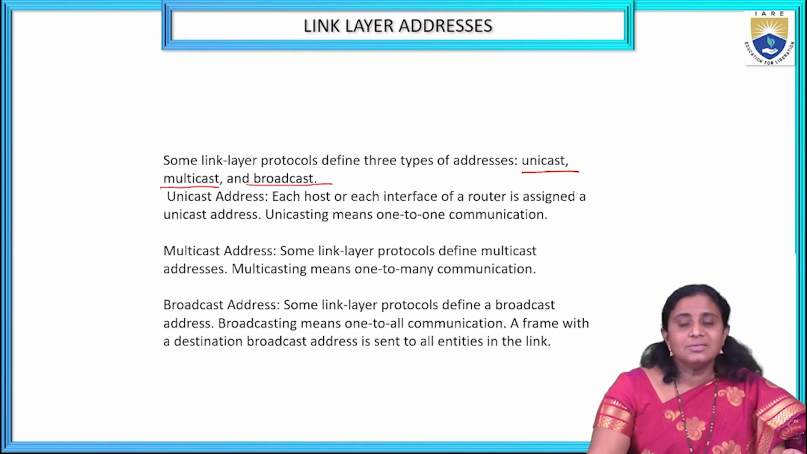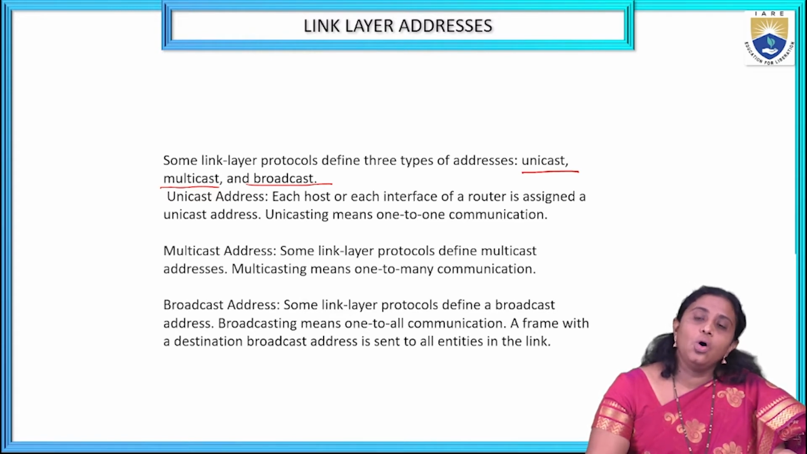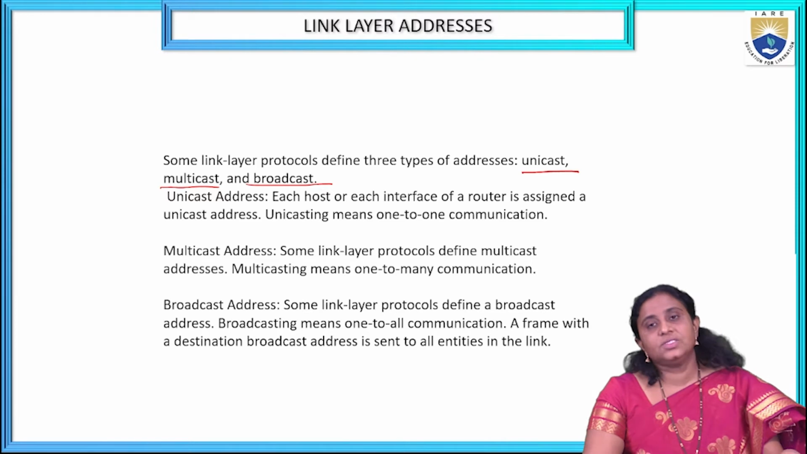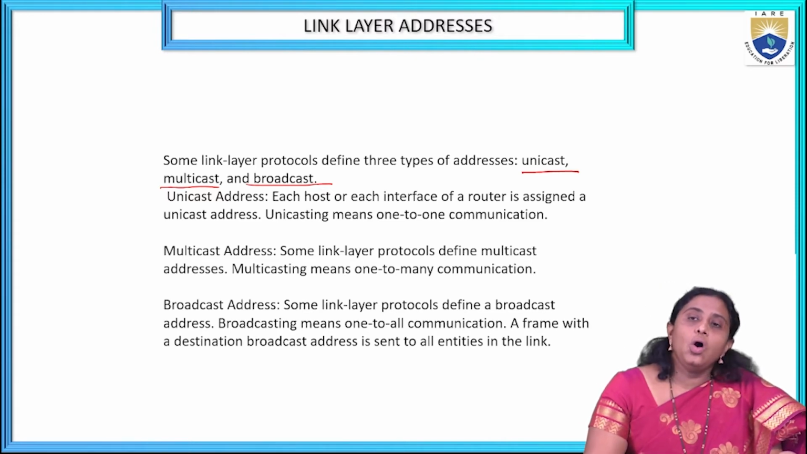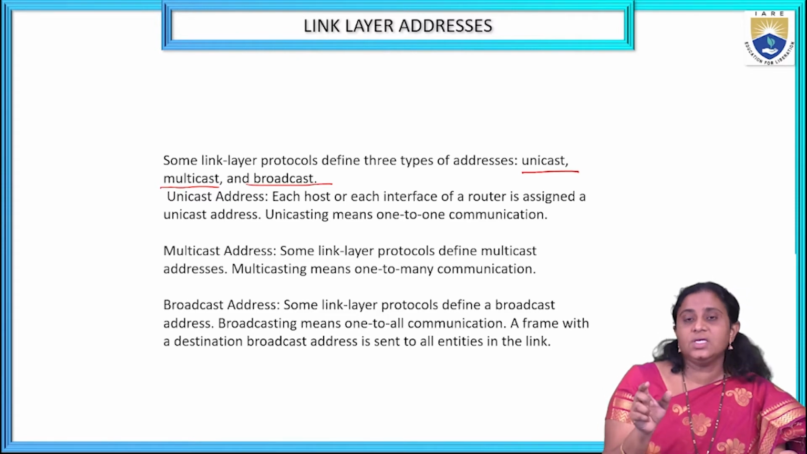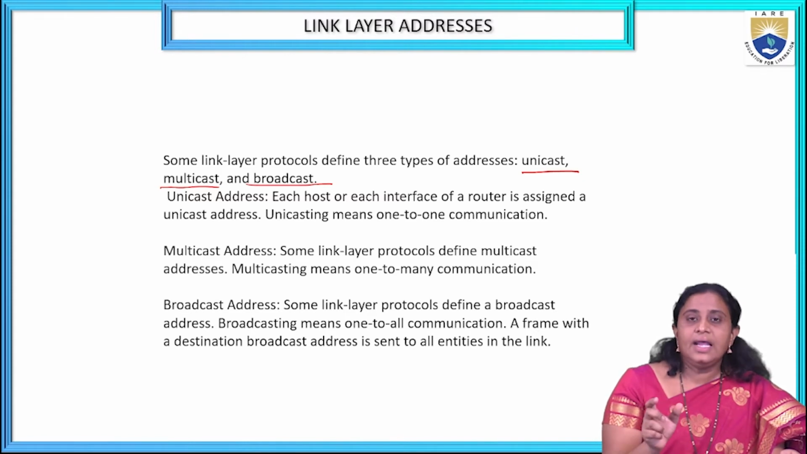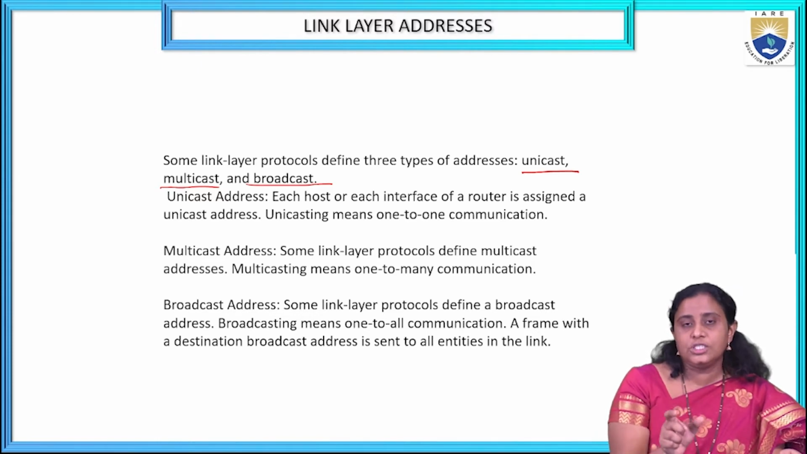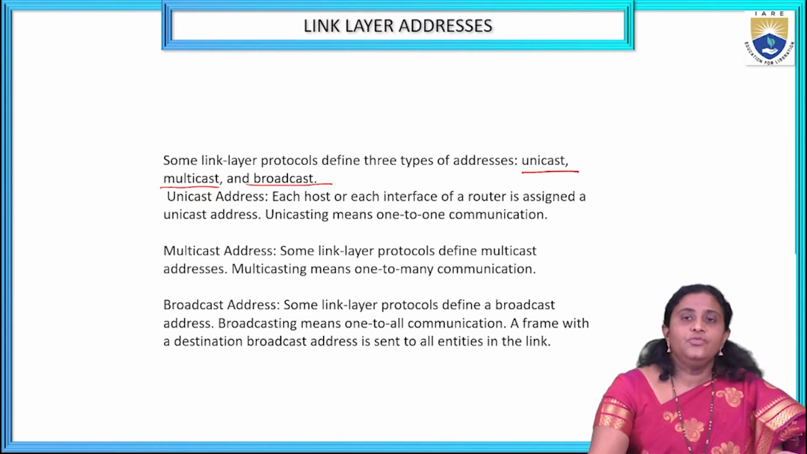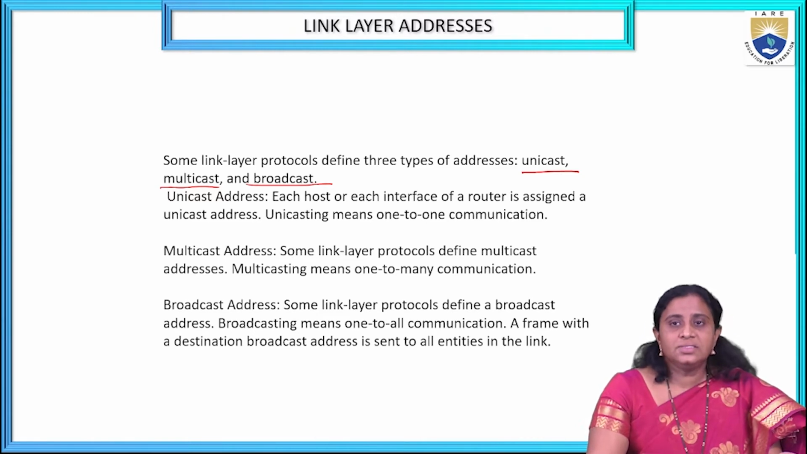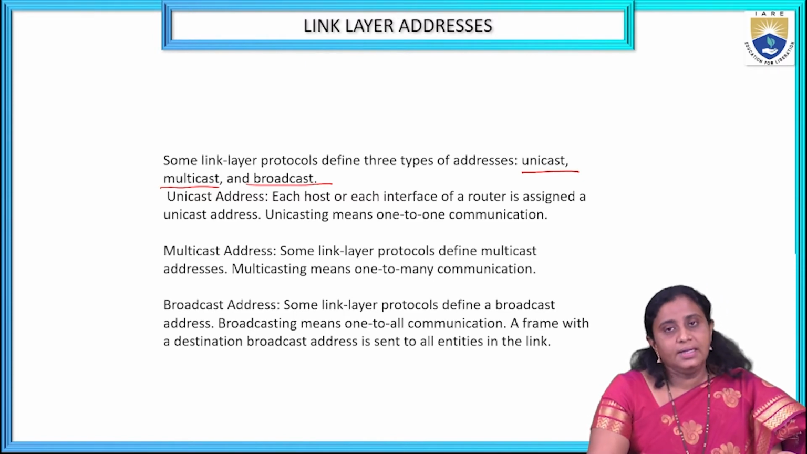The last one is the broadcast address. Some link layers define a broadcast address. Broadcasting means one-to-all communication. That means a frame with a destination broadcast address is sent to all entities in the link. Whatever entities are on a link between source and destination must receive this type of broadcast addressing. So the broadcast address means one-to-all communication, sent to all entities in the link.